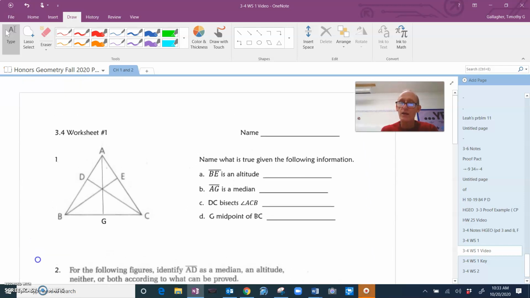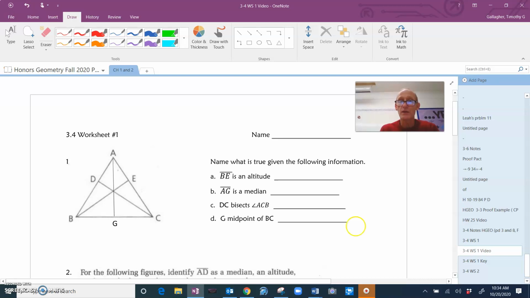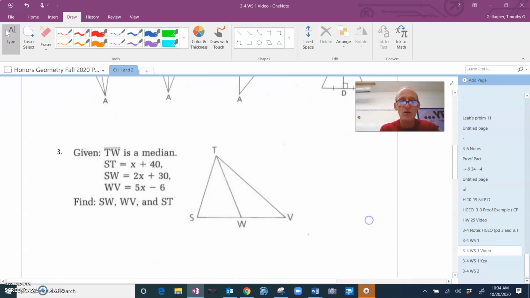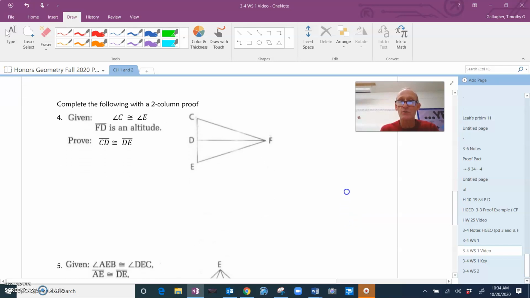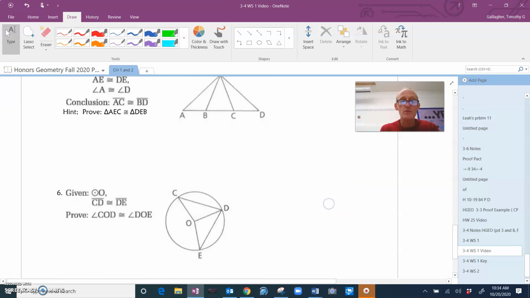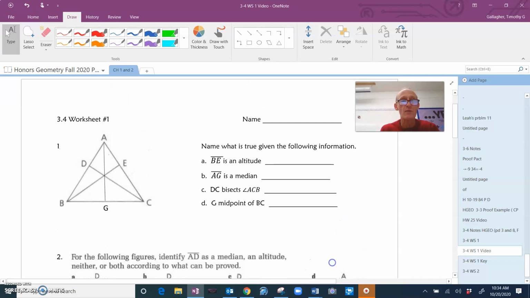I'm going to take about 10 minutes to get as much done of this as I can, to talk about at least the first four problems. I'm going to limit this video to 10 minutes, talk about all of these proofs and the first few problems on 3-4 worksheet number 1. In the first few problems, it asks you what is true given altitudes, medians, bisect, and midpoint.